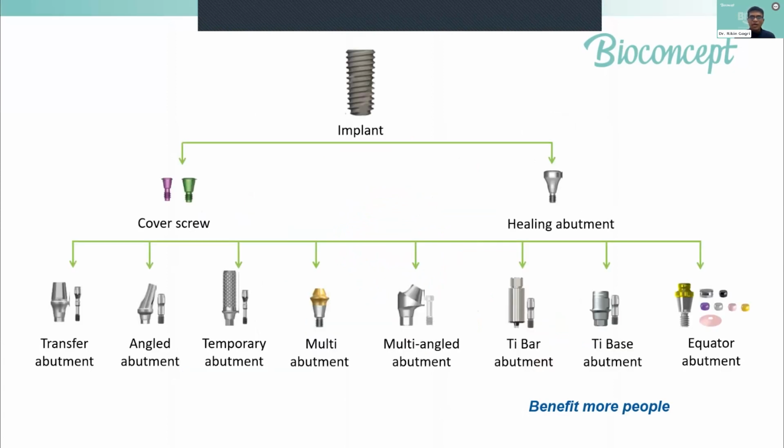Implants are followed immediately by either a cover screw or healing abutments, and then we come to the level of the fixture and abutment interface, where you have the transfer abutment, in that you have the straight and angled. You have temporary cylinders sometimes, if you have done a full mouth rehabilitation case and you want to convert the patient's existing denture into a hybrid prosthesis screw retained on multi-unit abutment, then you can use that also. You have multi-angled abutments. You have the tie bar abutment, the tie base abutment, and you have the equator abutment, which is used for overdentures with the silicone rings, which act like the friction.